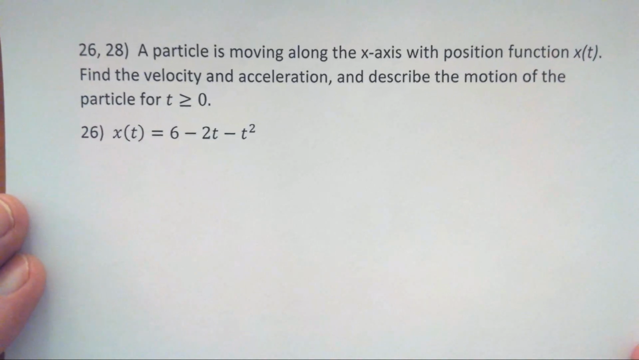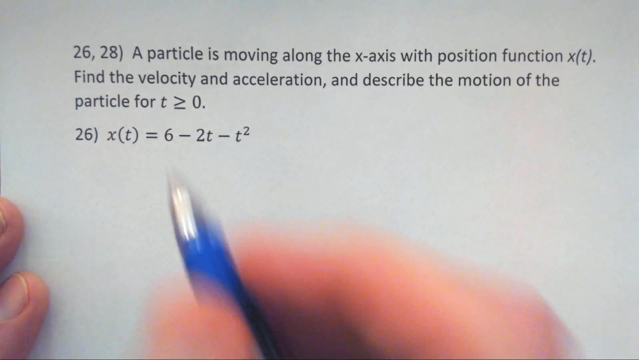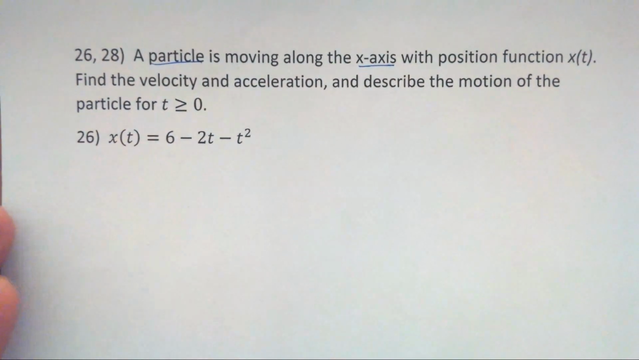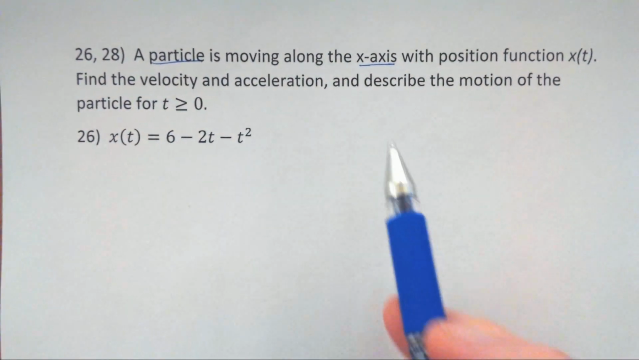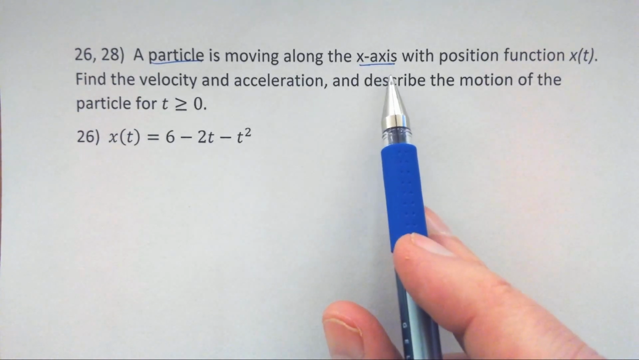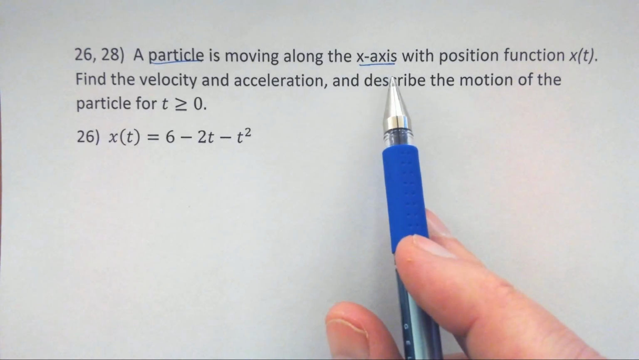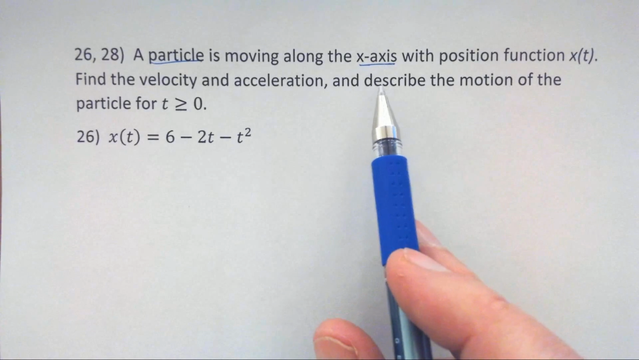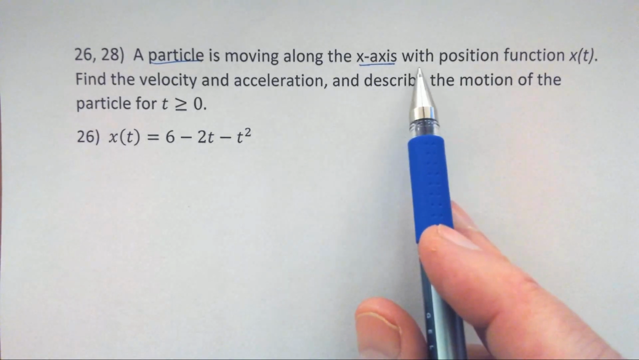Okay, the instructions for 26 and 28 are back to a particle. I like the fact that they tell me it's moving along the x-axis, because now when I describe the motion, I can talk about it moving left or right instead of in a negative direction or a positive direction. I still kind of wish they would say we're dealing in feet and seconds or miles and hours or something along that line, but we don't have unit measure.